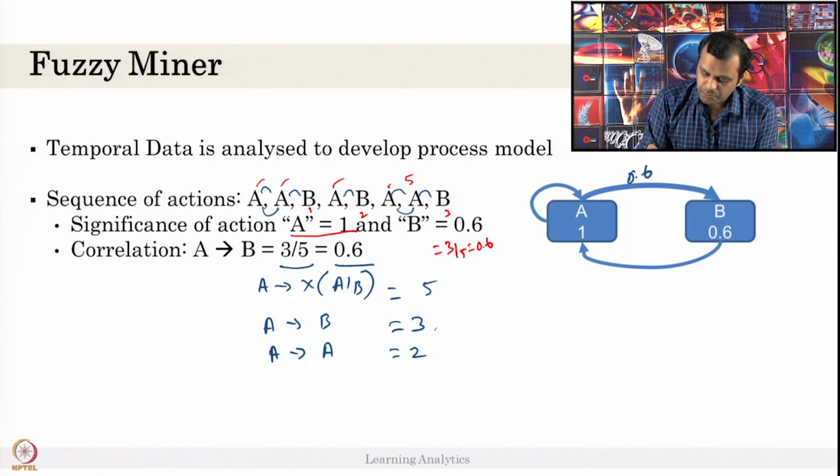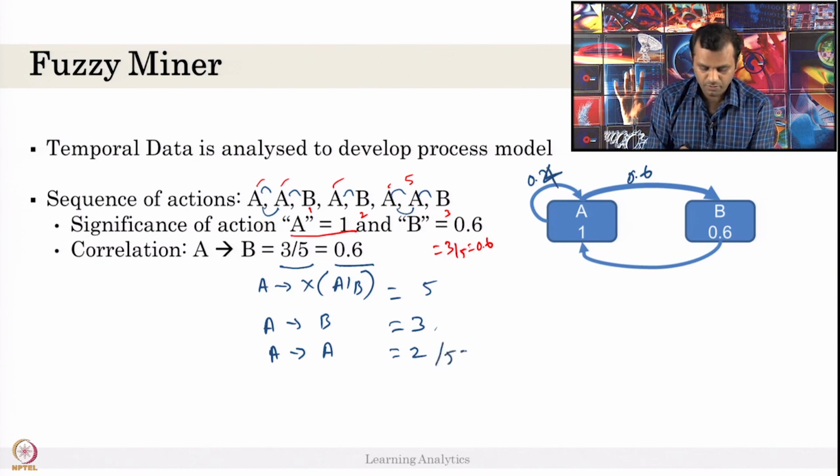Okay, and the correlation between B to A might be different. There are only 2 transitions from B, so this will be high. There is no self correlation for B. The self correlation of A to A will be 2 by 5 equal to 0.4. So, yeah, you can compute significance and correlation. It is not that computing significance and correlation is enough for fuzzy miner. It is important that you apply a set of algorithms to create the process model on this set of metrics.